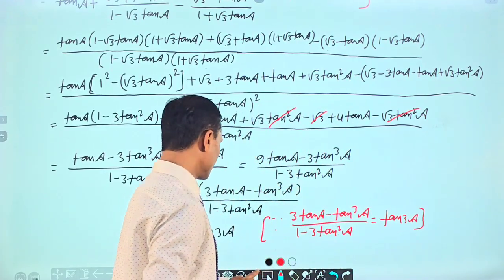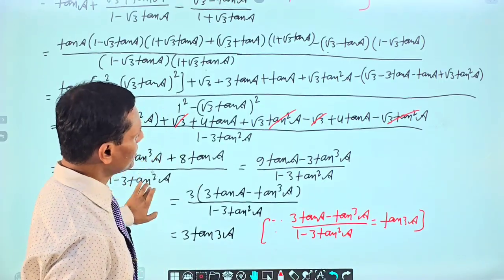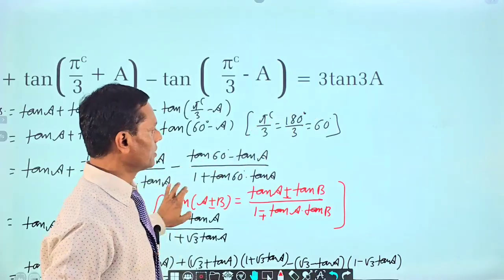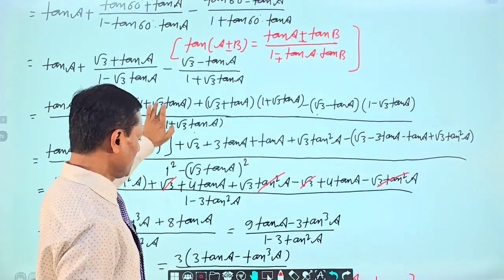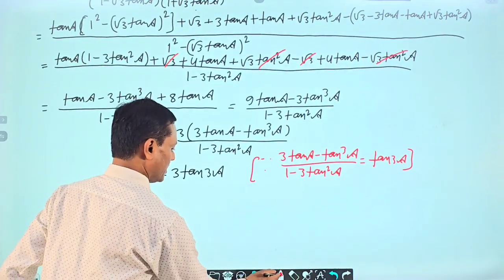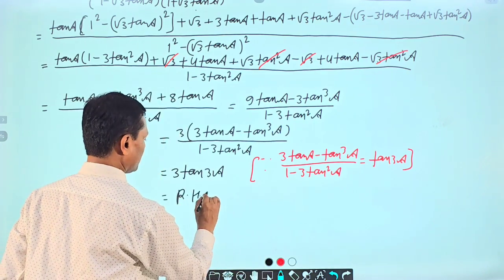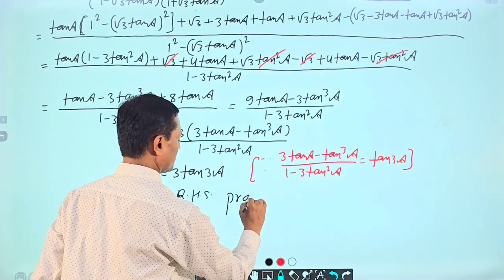Okay, and what's at the right hand side? 3 tan 3A, yes, here is or not? 3 tan 3A, isn't it? So that's our right hand side. We write here that's equals to right hand side and proved.